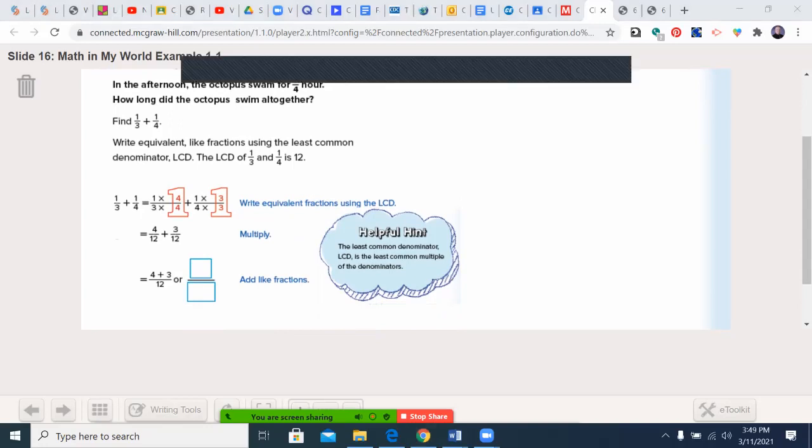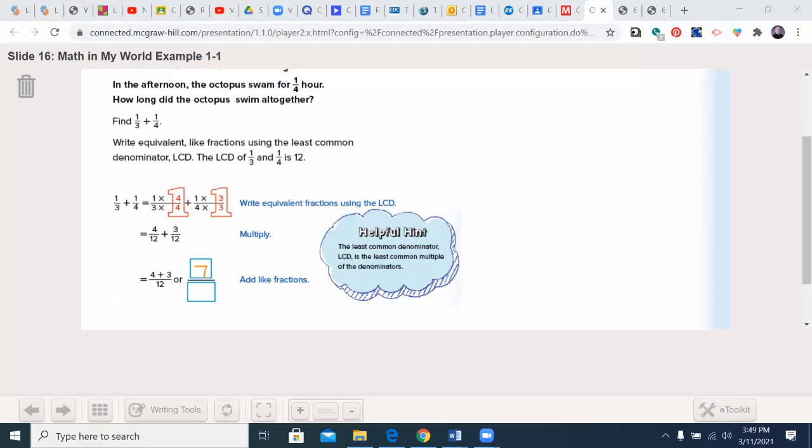First thing I need to do is find a common denominator. The lowest common denominator, or least common multiple, of 3 and 4 is going to be 12. And you could see that they multiplied 3 times 4 to get this 12, and 1 times 4 to get 4. Notice you have to multiply top and bottom by the same. And over here, we multiplied the numerator and denominator both by 3. So we get 3/12. Now we have 4 plus 3, which is 7, and over 12.